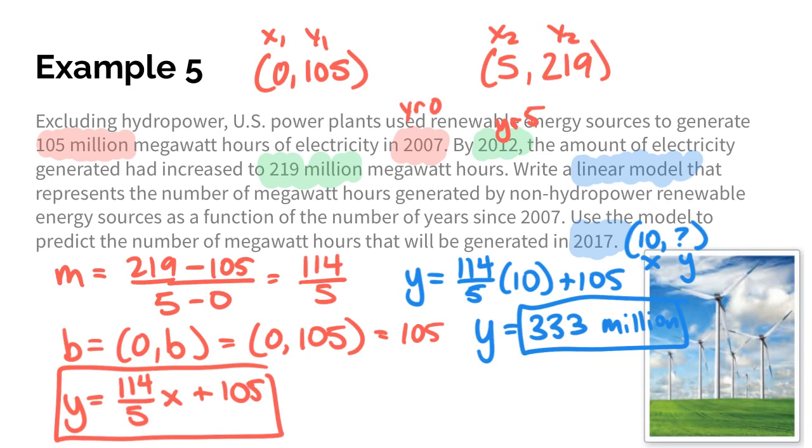And this is why we write these linear models, so that we can use them to make predictions or estimations based on things we see in real life.